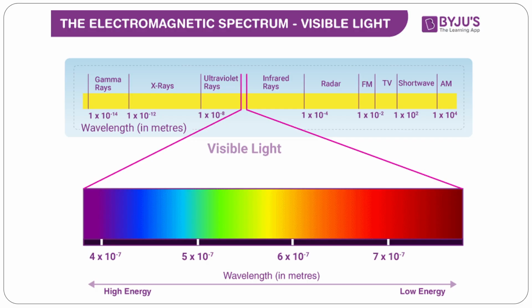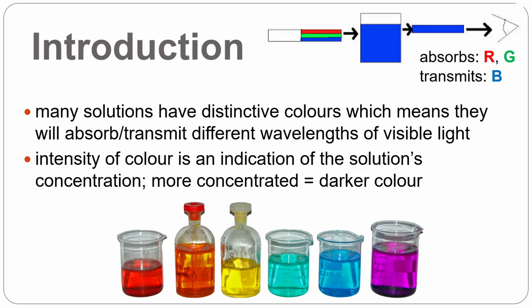Now, one of the things that's necessary for spectrophotometers to work is you need to have a solution that's got some color to it. And so as you can see at the very top of the screen here, if you're shining light that has red and green and blue in it, but the solution absorbs the red and the green, what would come through and what we would see is just the blue.